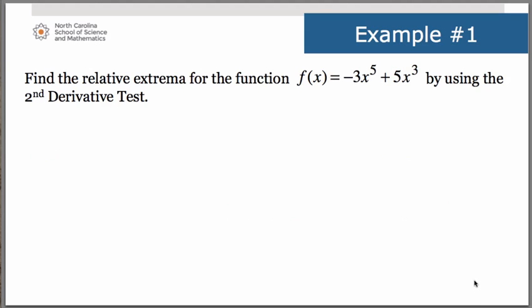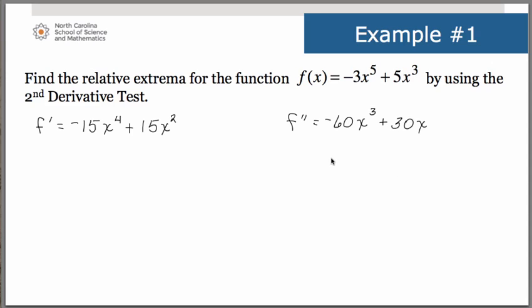So in this first one, we are asked to use the second derivative test to find the relative extrema for the function negative 3x to the fifth plus 5x to the third. So remember the steps. The first thing we need is our first derivative. So our first derivative is simply going to be negative 15x to the fourth plus 15x squared. And we are going to need our second derivative. Second derivative will be negative 60x cubed plus 30x.